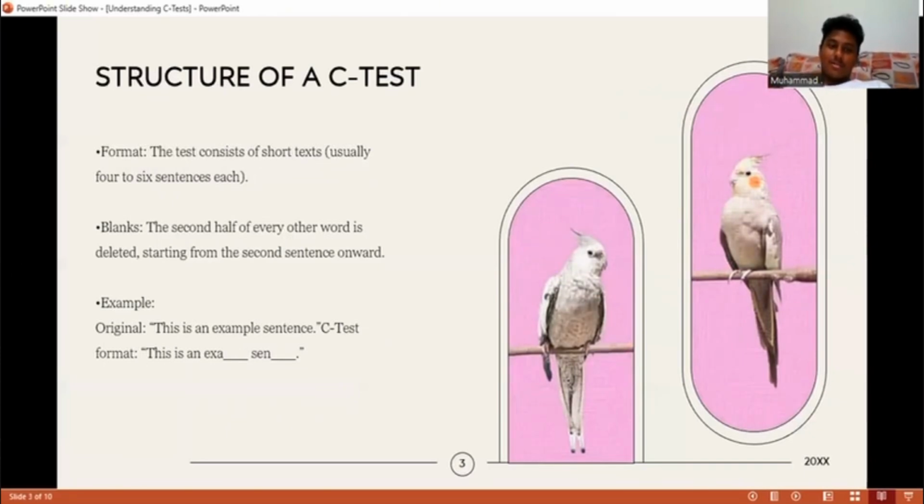Structure of the C-test. Format: the C-test consists of short texts, usually 4 to 6 sentences each. Blanks: the second half of every other word is deleted, starting from the second sentence onward. Example: this is an example sentence test. You can see here.